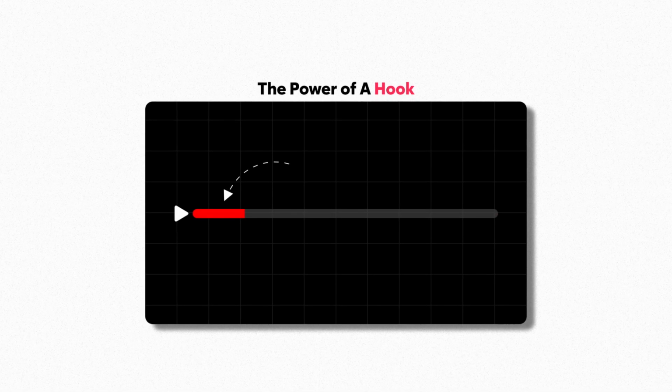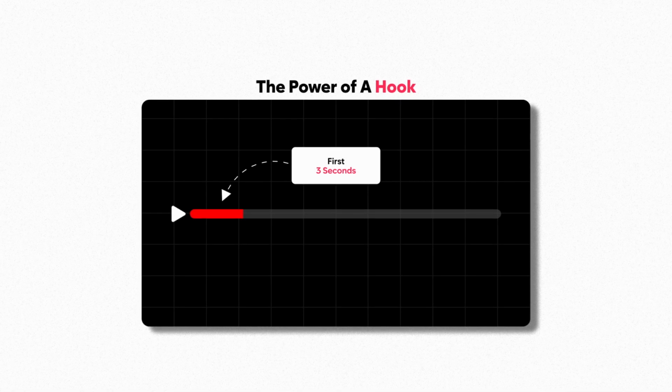Tip number 7 is to not underestimate the power of a hook. If you aren't familiar with TikTok ads, the hook is basically the first 3 seconds of the video.